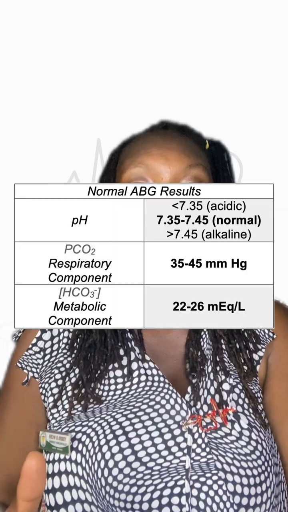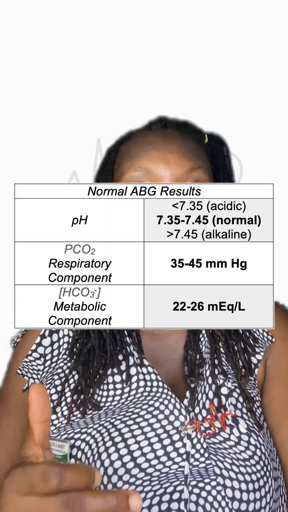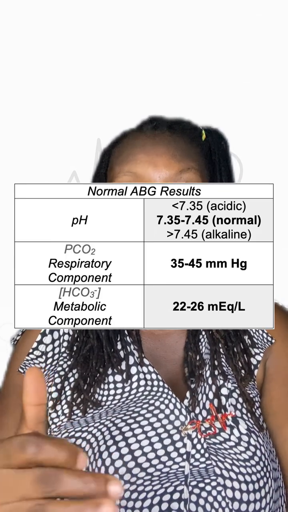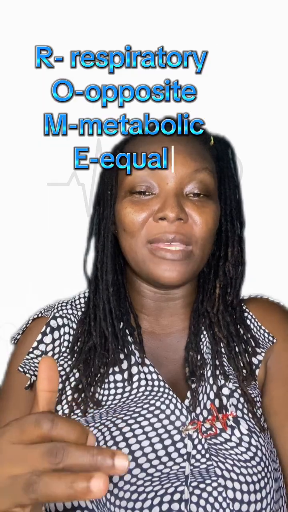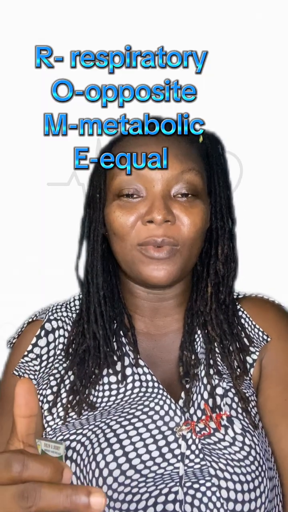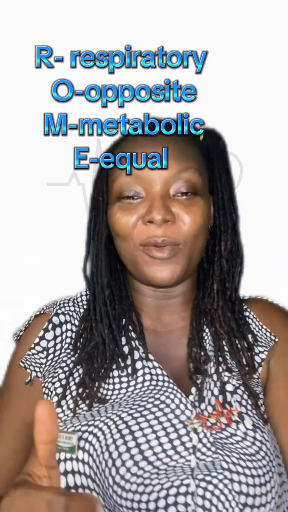So when you want to read an ABG, there are 5 main steps that you need to follow. Trust me, when you take these steps one after the other, you will not miss any acid base imbalance. Always have the acronym ROME in mind: Respiratory opposite, metabolic equal. Always keep this acronym in mind and follow these 5 steps that I'm about to teach you right now.